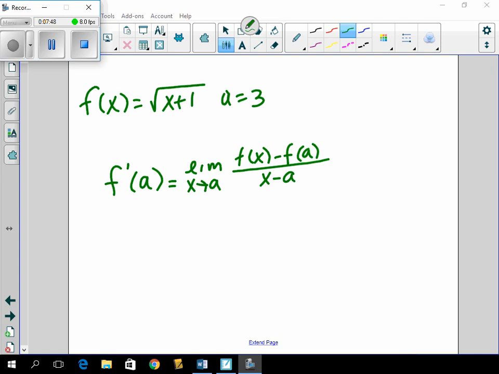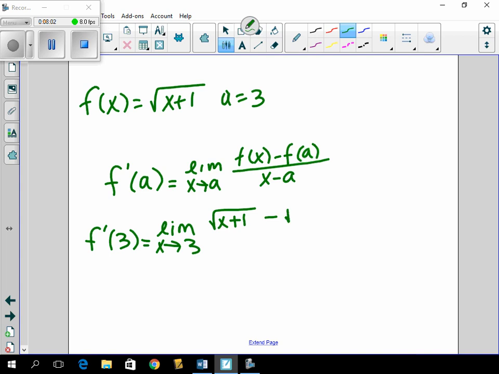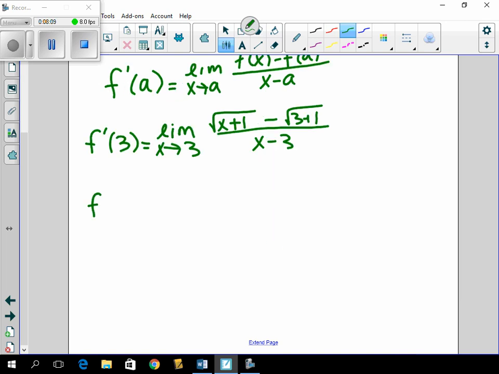For this function in particular, this is going to look like f prime of 3 equals the limit as x approaches 3 of f of x, which is the square root of x plus 1, minus f of a, that's the square root of 3 plus 1, all over x minus 3. So now I'm going to rewrite this: the limit as x approaches 3 of the square root of x plus 1 minus the square root of 4, which gives me 2, over x minus 3.